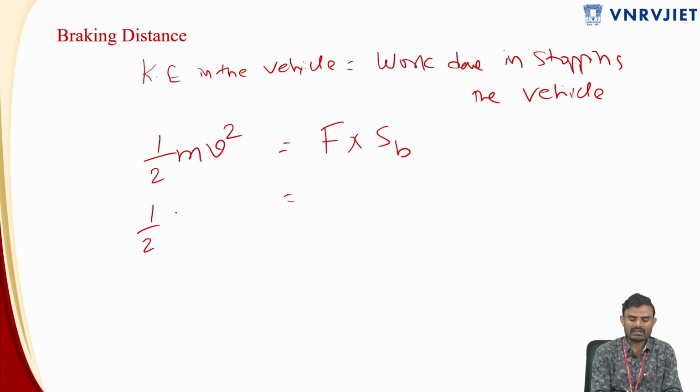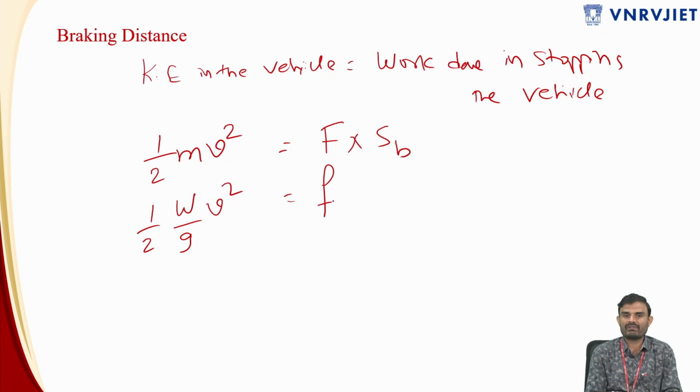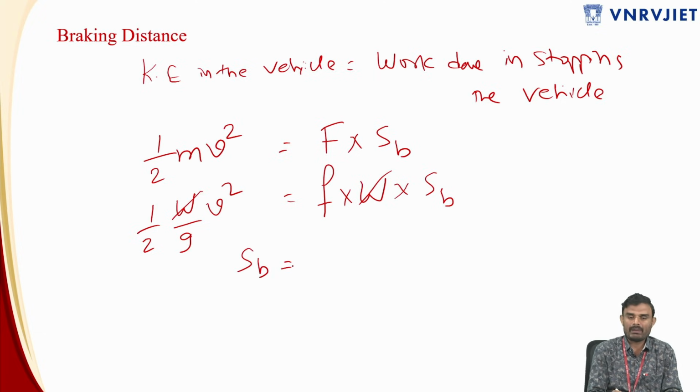So half into m, expressed in terms of W by g, weight by g, multiplied by V square is equal to the frictional force. The frictional force is the longitudinal coefficient of friction multiplied by the weight of the vehicle. As the vehicle is moving in the longitudinal direction, we take only the longitudinal coefficient of friction. So force is equal to mu into weight, multiplied by the braking distance. The term W cancels on either side, so S B is equal to V square divided by 2gf. This is the derivation for braking distance.